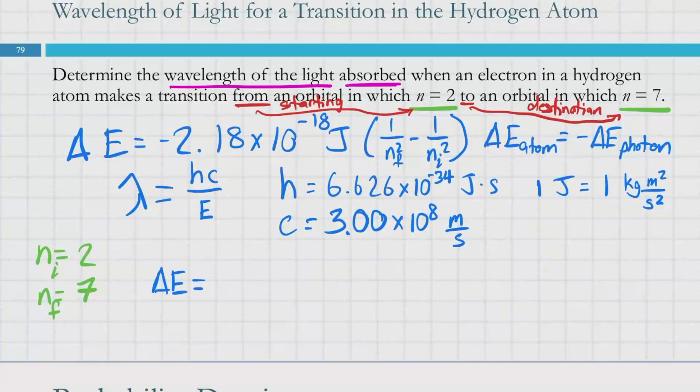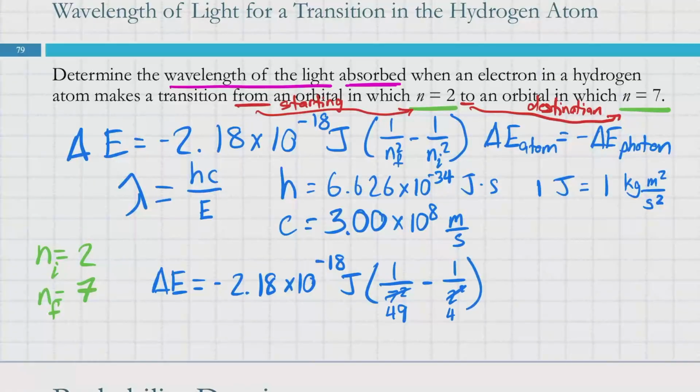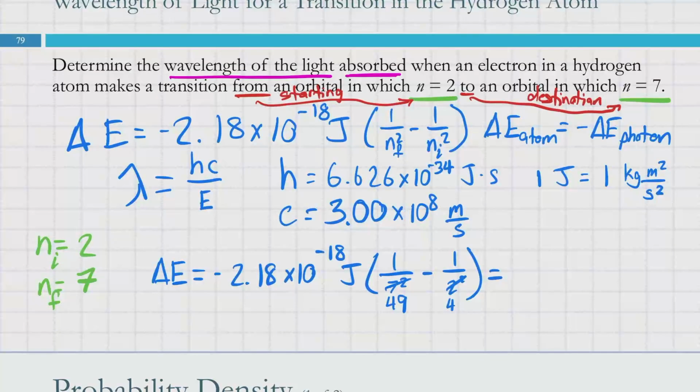So our change in energy is going to be negative 2.18 times 10 to the minus 18 joules, times 1 over 7 squared, which is 49. I'll write it as 7 squared and then make it 49, minus 1 over 2 squared, and 2 squared is 4. So we can put that into our calculator.